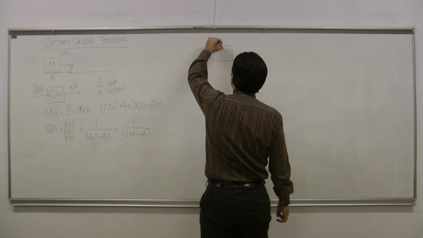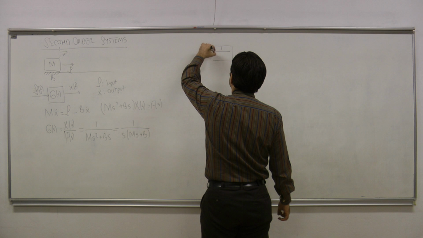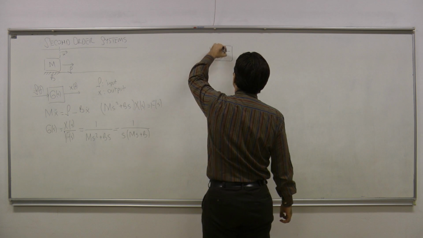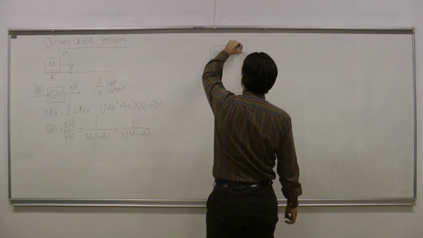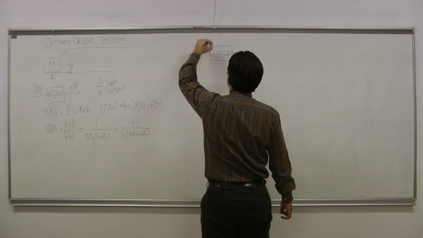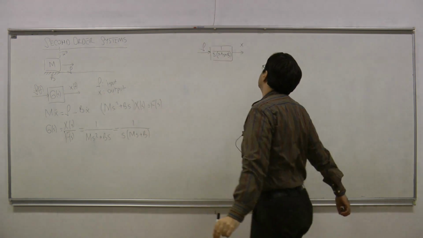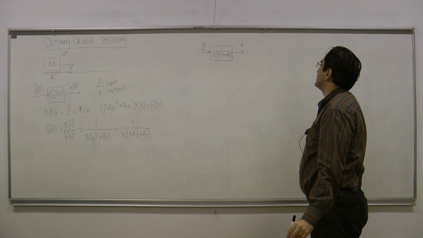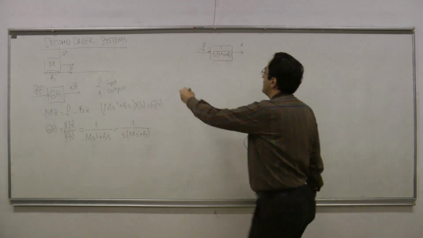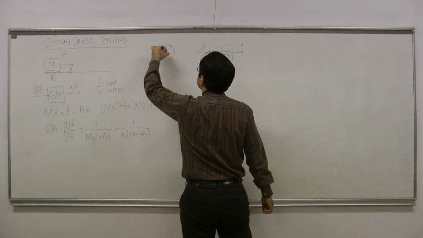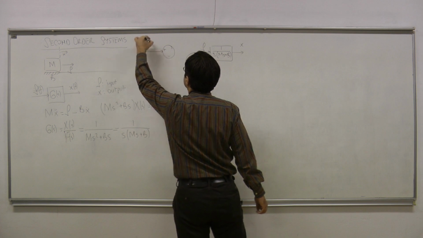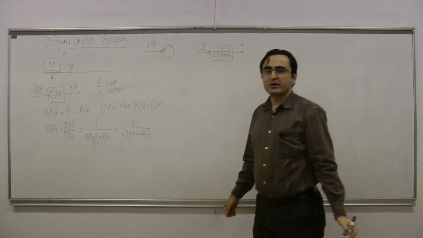I have my mass system here. This is 1 over ms squared plus bs. So this is the force input and this is the position displacement output of the mass. And now suppose that we have a control system. I will put here a reference position that is going to be r of t.